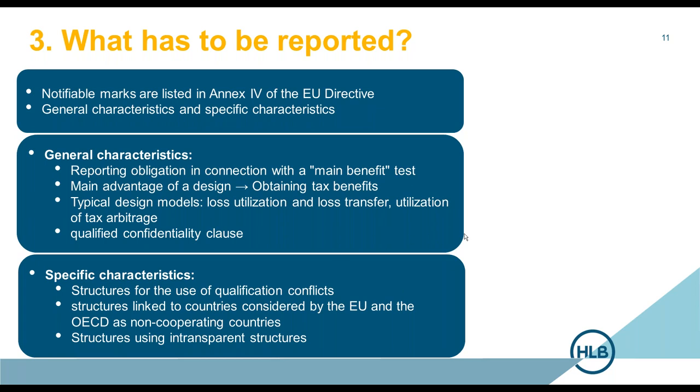Then you see on the slide some of the specific characteristics. One is the structures for the use of qualification conflicts. We often use this in international tax planning, and if we use this in the future, we have to disclose this. Then you see structures linked to countries considered by the EU and the OECD as non-cooperating countries. You may know about the blacklist and the grey list, which is set up by the EU and which is reworked every 2 to 3 months. So if you make a tax planning with a country which stands on the blacklist, then you also meet a hallmark, and then you have to disclose an aggressive tax planning. And another big subject of BEPS has been the use of transparent and intransparent structures. And if you have intransparent structures, then you also have a hallmark which leads to a mandatory disclosure rule.